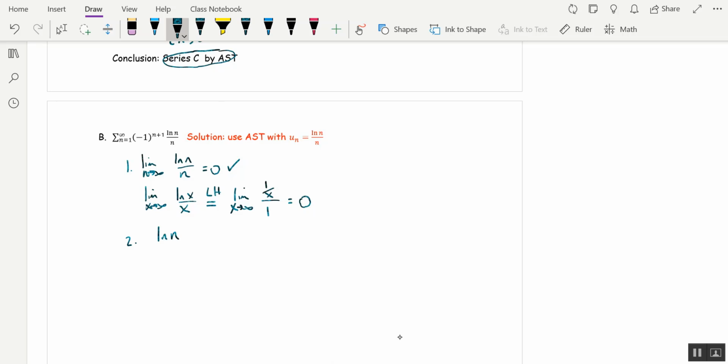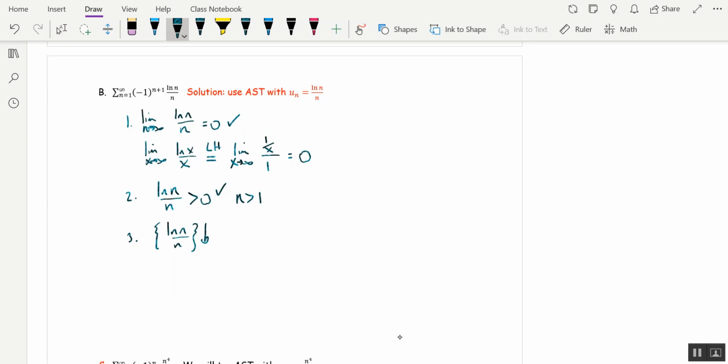So it's check either way. 2, ln n over n, those are going to be positive as soon as n is greater than 1. So that's fine. That's a check mark. And then 3, we have to show that the sequence ln n over n is decreasing. Now that's not obvious because both the numerator and the denominator are increasing. So we're going to have to show that by letting f of x equal ln x over x. And to show a function is decreasing, you want to show that its derivative is negative. So we want to show this. All right, so let's take f prime of x. Now I need the quotient rule. I'm not using L'Hopital's rule. I need good old quotient rule.